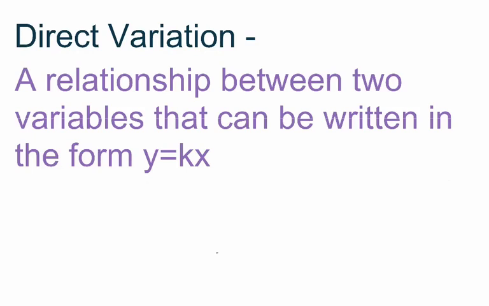Direct variation: a relationship between two variables that can be written in the form y equals kx. Hopefully this y equals kx looks familiar. We've used this before. You encountered this in 7th grade when we were talking about proportional relationships. And really, when we talk about direct variation, what we're going to look at is how the y value changes when you change the x value, which you do when you change that k.